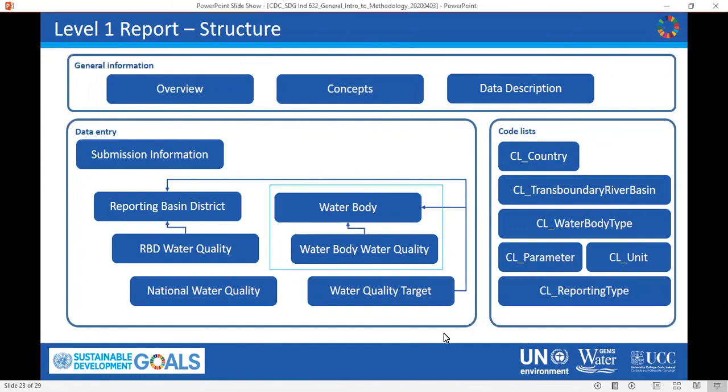If additional water quality indicators are available at the national level and comply with the overall indicator methodology, another Excel spreadsheet that extends the level 1 report is provided and can be used to report additional nationally relevant water quality indices. And with this, I hand over to Caitlin.